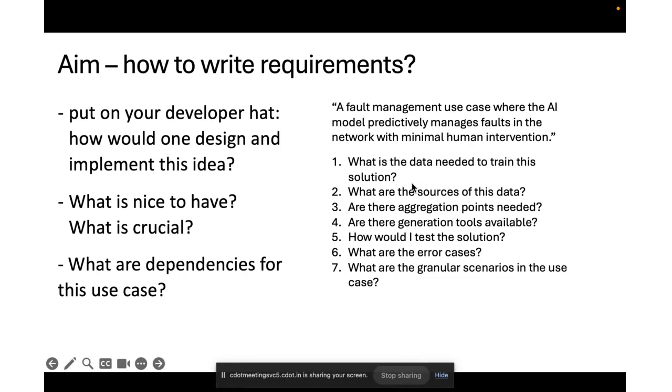You need to aggregate things, collect things, time synchronization. These are some of the aggregation aspects that you do, right?